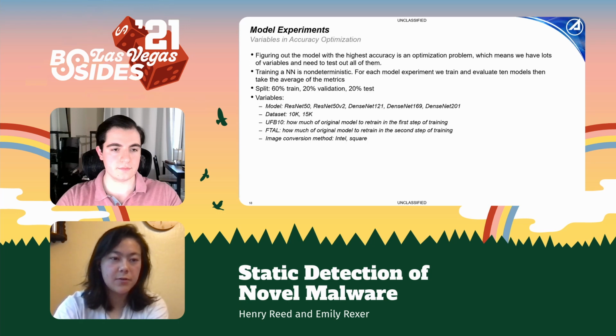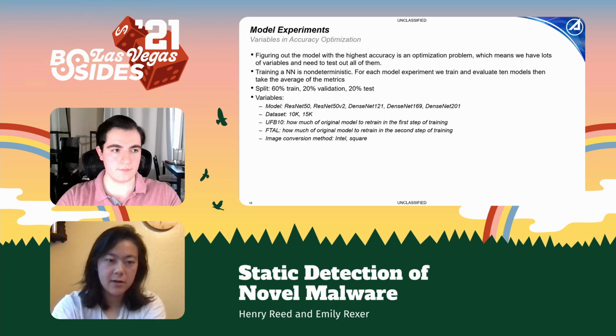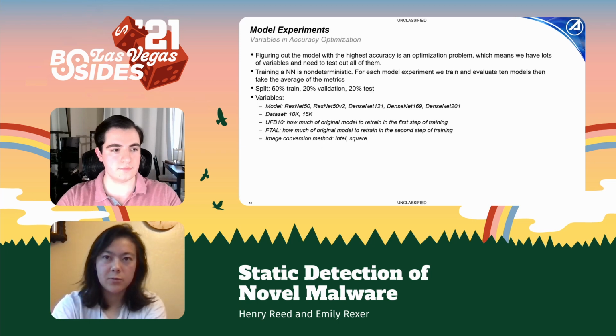And then we have 2 variables, unfreeze bottom 10 and fine tune all layers, and both of these have to do with training more of the original model if they are turned on. So if we have these on, theoretically it should be more accurate because we're training more of the original model to our data set. However, this may lead to overfitting, which is when you fit too precisely to your specific data. And it also definitely takes longer to train. The last variable we're working with is the image conversion method: either Intel's table method or our square method.